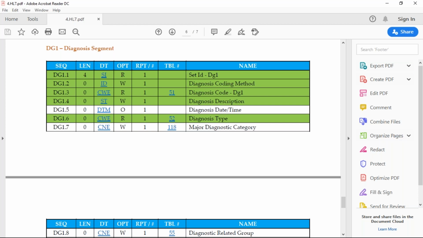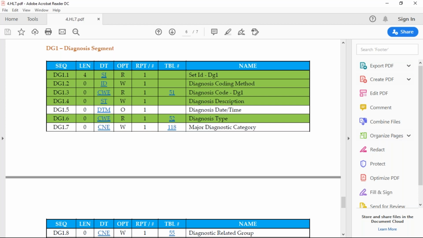Next, we took a look at appointment related messages, which are SIU S12, S14, S15, and the scenarios where appointments are scheduled, cancelled, and updated, in the sense of rescheduled, wherever it is necessary, and how the system behaves. We have also taken a look at the important segments and fields of an appointment message.